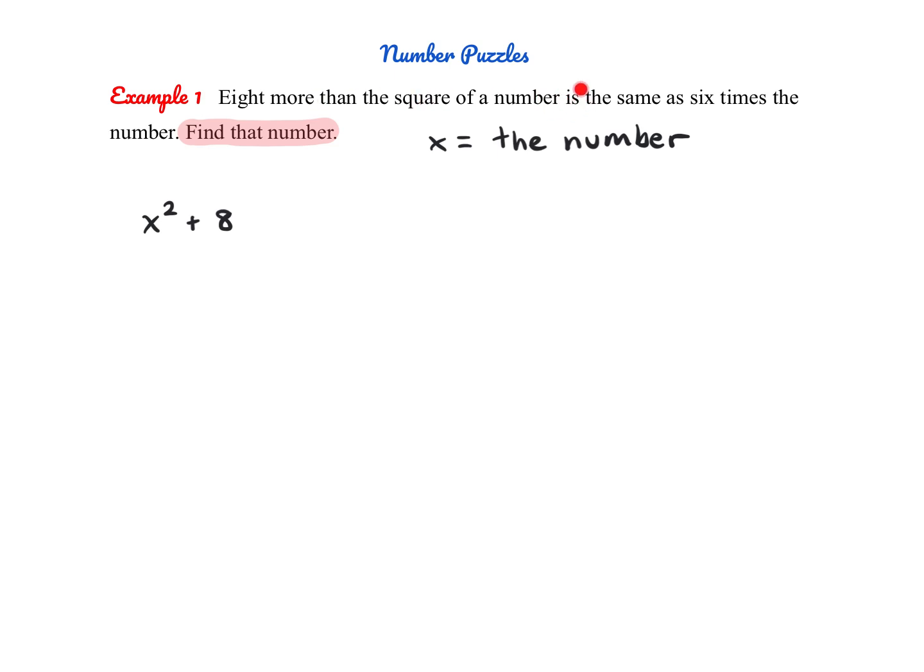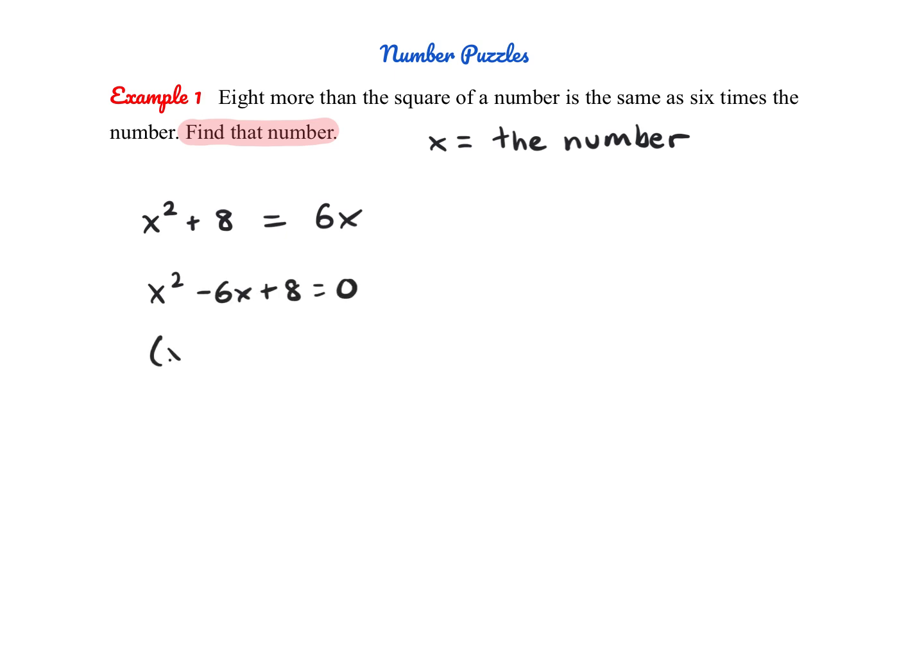So now we're to the word is. Anytime you see the word is, it's going to mean equal. So is the same as, or maybe it will just say is. So again, we'll have an equal sign for that. And then it says 6 times the number. Oh, well, that's just 6 times x, or 6x. So now we have the equation, and now all we need to do is solve, which we know how to do. So I'm going to start by setting my equation equal to 0.